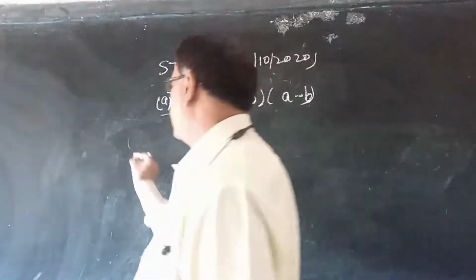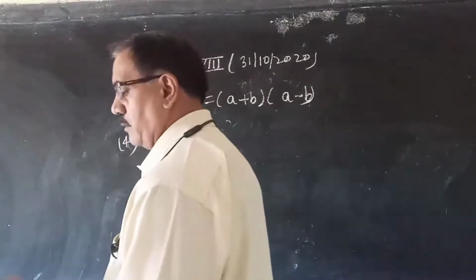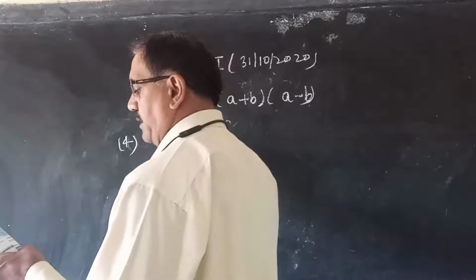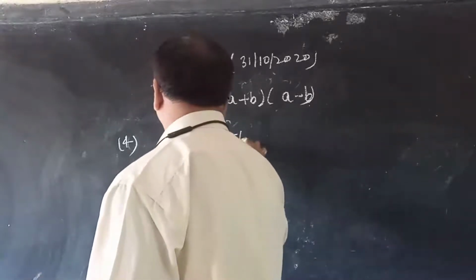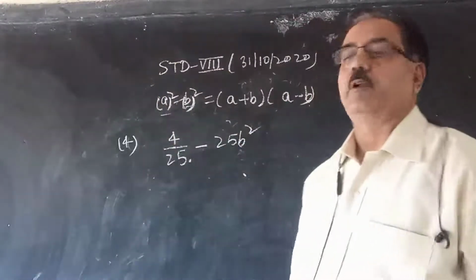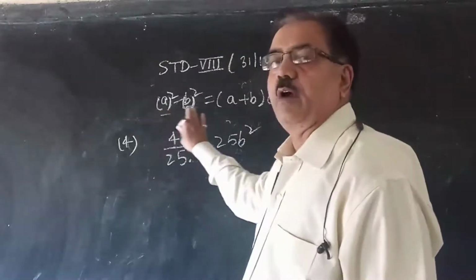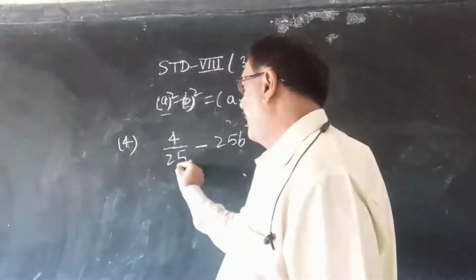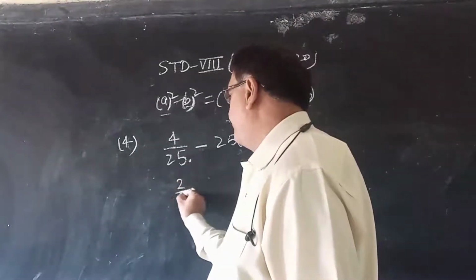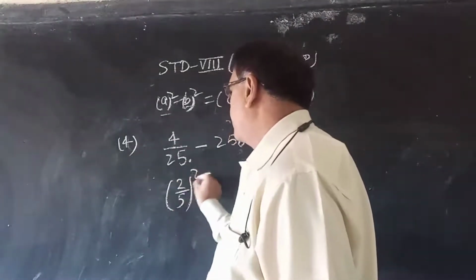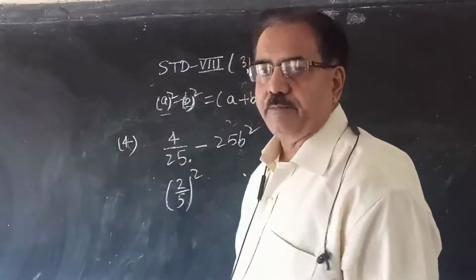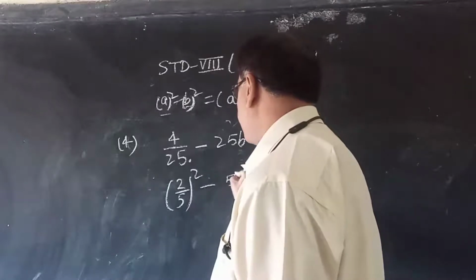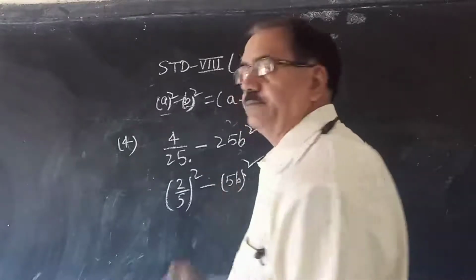Question number 4. 4 by 25 minus 25b square. So first of all, we will write this question in a square minus b square form. So how can we write? 4 by 25, we can write 2 by 5 whole square. 2 square is 4, 5 square is 25. And 25b square we can write 5b whole square.